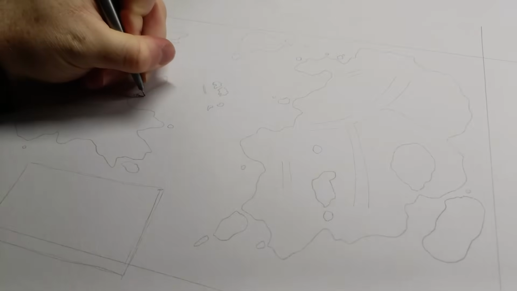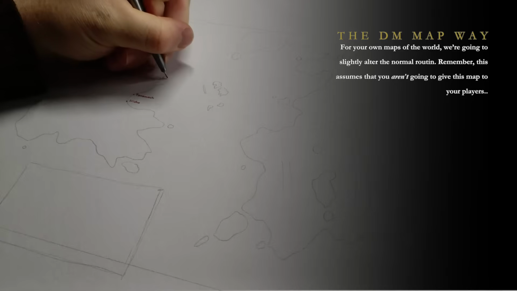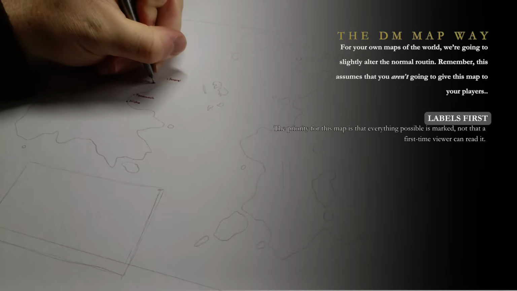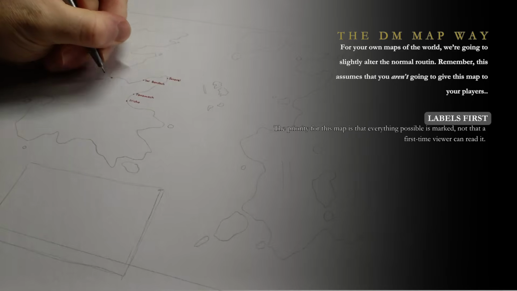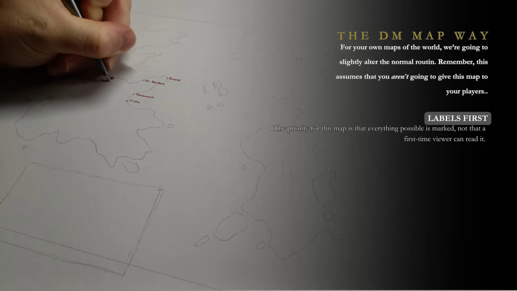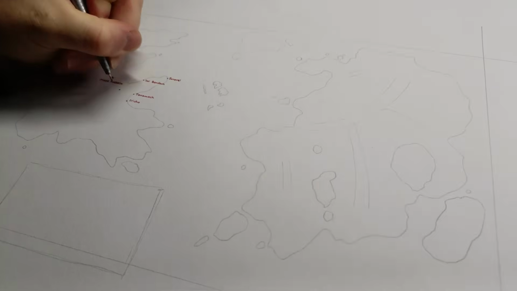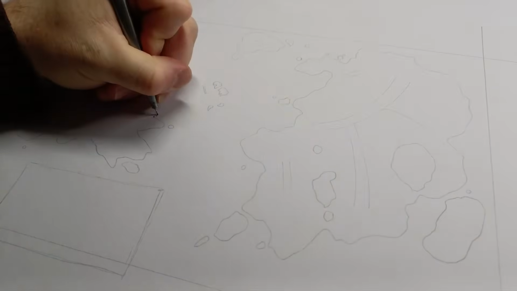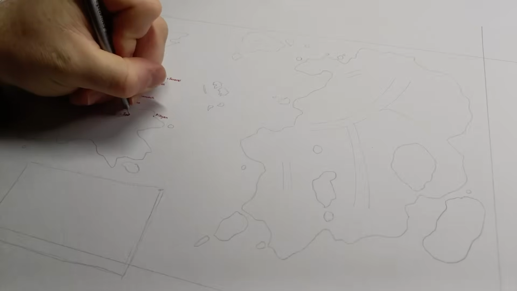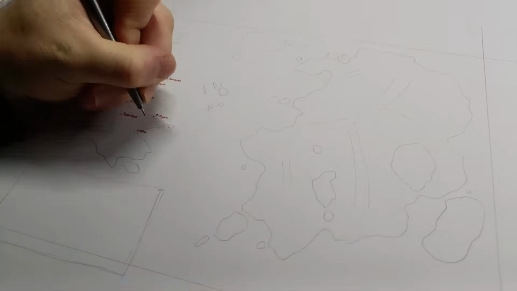But in this particular case, because I'm focused more on information for the DM map than I am on readability, the process is slightly different. What we're going to do instead is focus first on labels. Everything else falls to the wayside over the priority that we have in this video, which is the world building. So what I'm going to do is spend a great deal of time going through and labeling everything quite clearly and carefully.